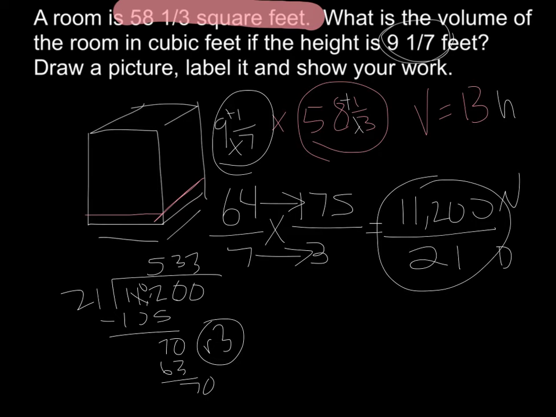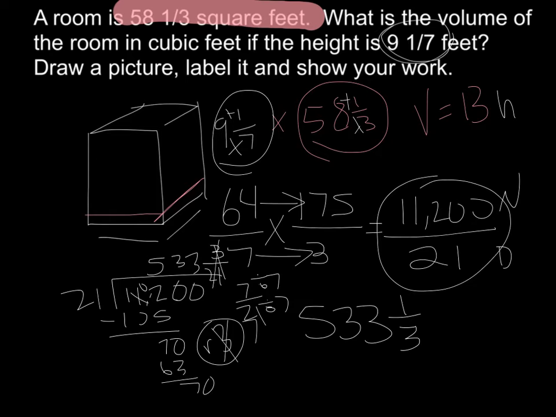But we don't do that anymore. We go ahead and we make this a fraction of 7/21. That'll be a remainder of 7. I can simplify that fraction down by dividing both sides. Both the numerator and denominator are divisible by 7. So that gives me 1/3. Final answer is 533 1/3, but we're not done. Feet cubed, because we're finding volume. So a little error there, no problem, because I ran out of room.